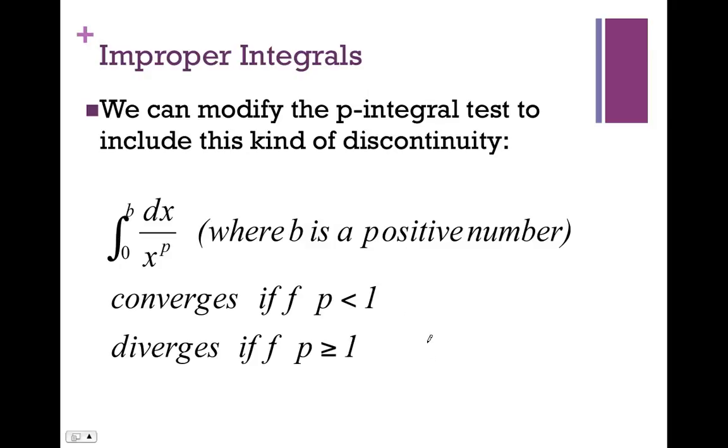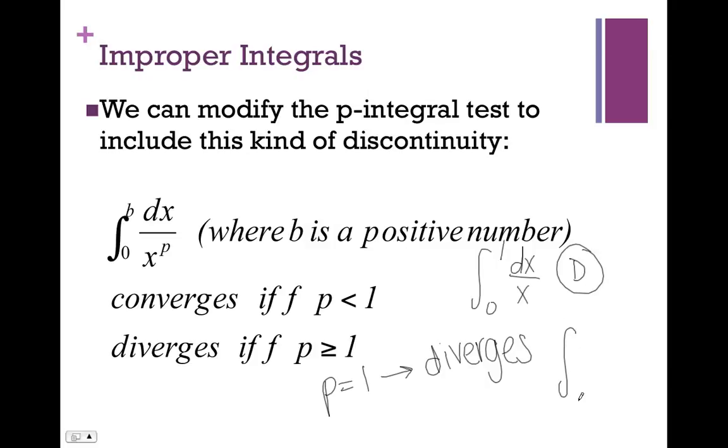This is not exactly the reverse of what we learned before, because if p is equal to 1, it still diverges. So the integral from, let's say, 0 to 1 of dx over x is going to diverge. The integral from, let's say, 1 to infinity of dx over x is going to diverge. That's because natural log of x doesn't behave well at 0 or at infinity. Okay, so that power of 1 is always going to diverge, but for the others, the relationship reverses. If the power is less than 1 here, I converge. If it's greater than or equal to 1, I diverge.